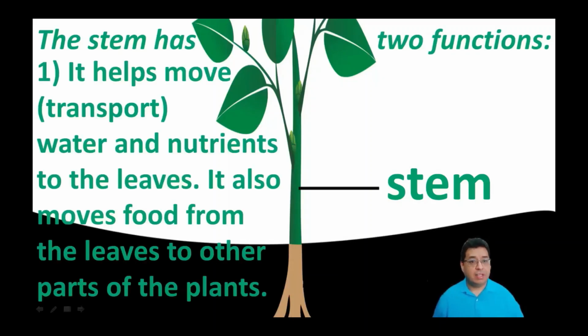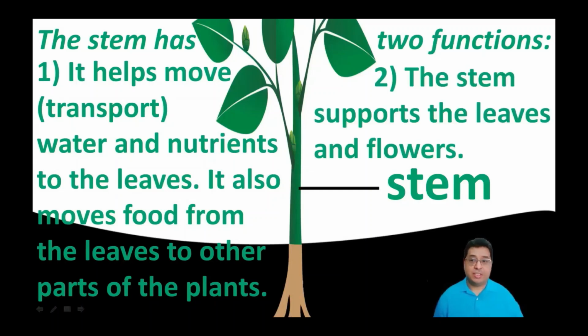Number one, it helps move or transport water and nutrients to the leaves. It also moves food from the leaves to the other parts of the plants. And two, the stem supports the leaves and flowers here.